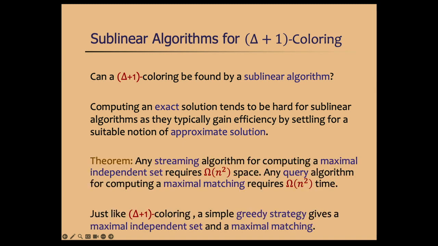And the second reason is a bit more concrete. There are closely related problems for which you could rule out any possibility of sublinear algorithms in at least some of these models, okay? So for example, for the maximal independent set problem in the streaming setting, you can show that any algorithm requires omega n squared space. And similarly, for the maximal matching problem, any query algorithm to compute a maximal matching requires omega n squared time. Okay. So what's the connection with delta plus one coloring? Well, the connection is that both these problems admit a very simple greedy algorithm, very much in the spirit of the delta plus one coloring greedy algorithm that I mentioned a few slides ago.